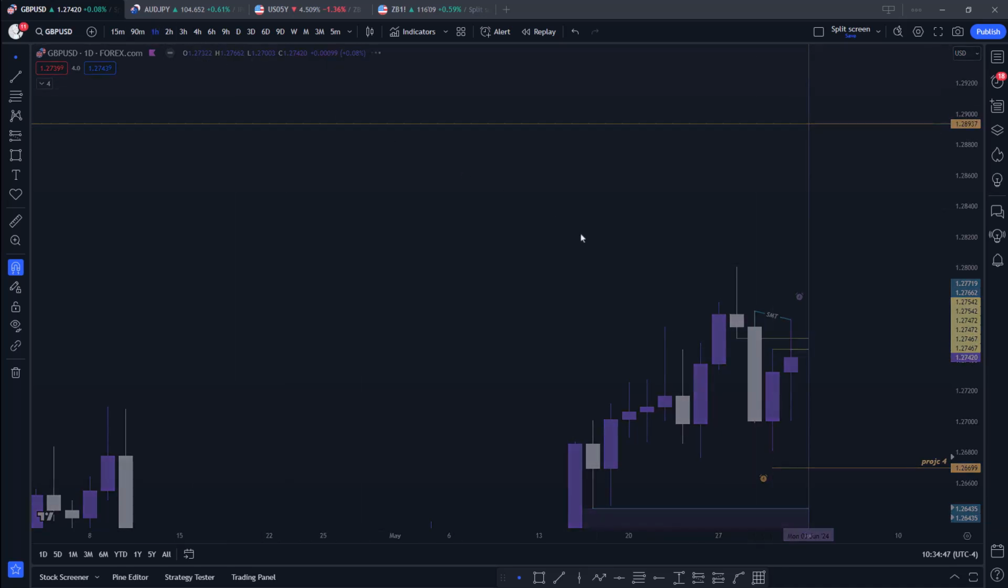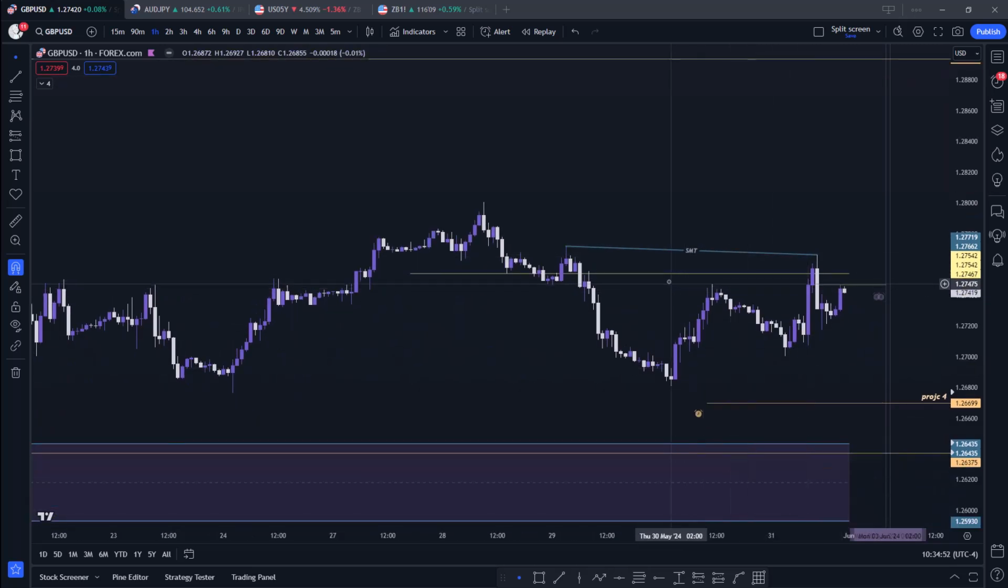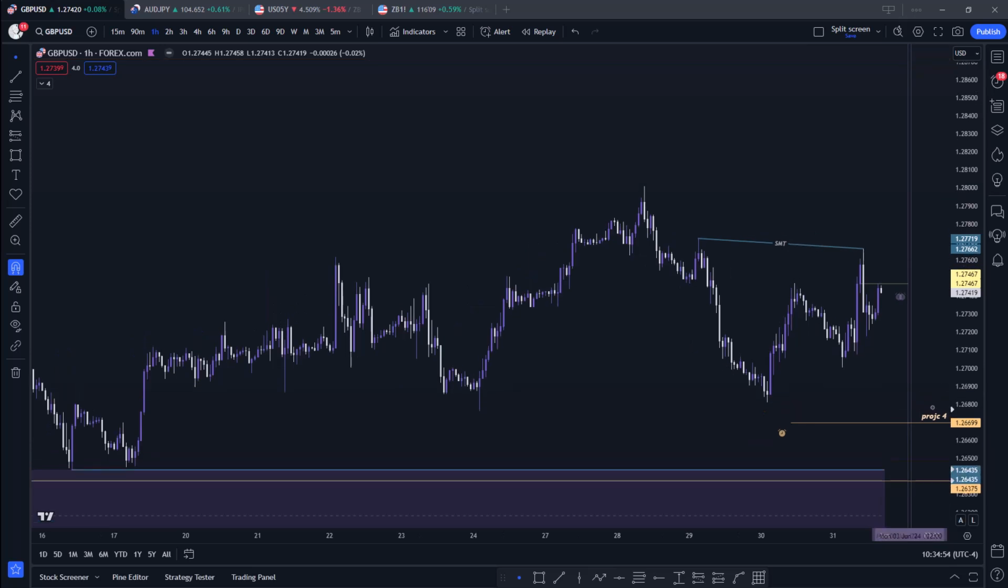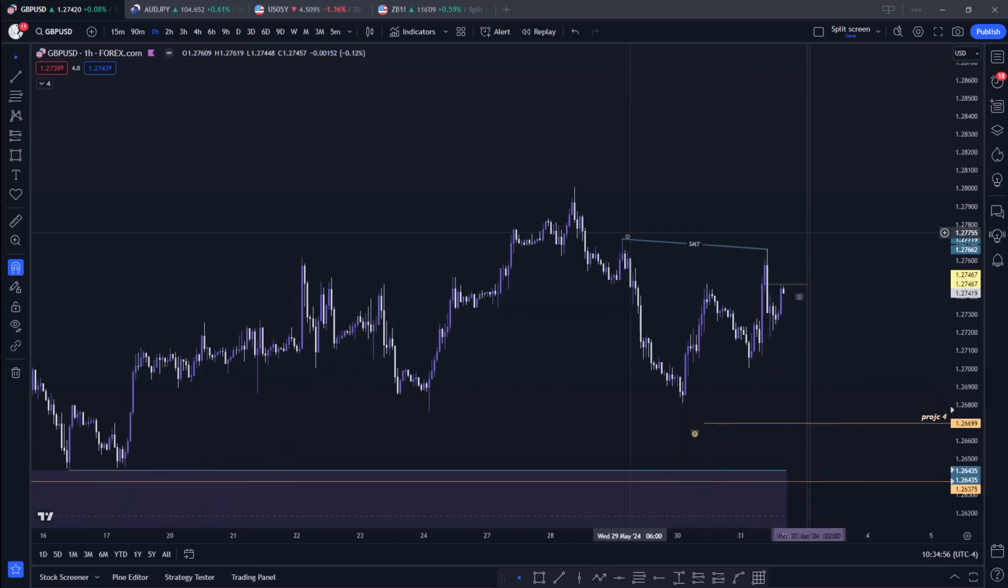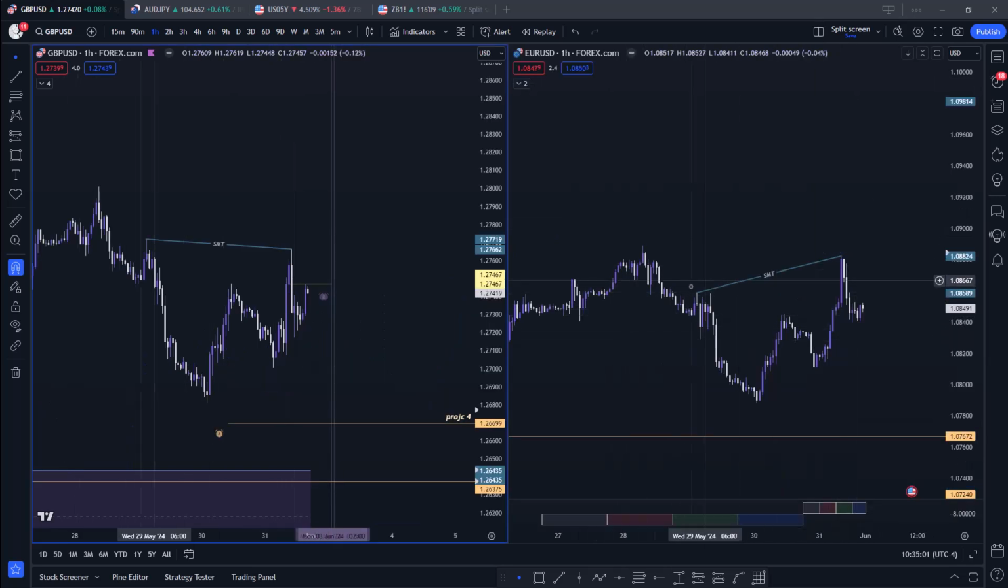A daily chart would need an hourly confirmation. On the hourly chart, this is where we are sitting. We have an SMT with euro dollar. Let's split the screen. You would notice that looking down there, we can see that's the high created on the London session of last week, 29th of May, 3 a.m. The same high is compared that side.